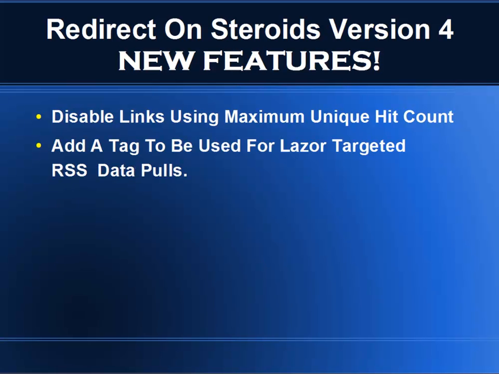Now, we've also added a tag to be used for the laser-targeted RSS feed data polls. Now, this was ideal for when you use WordPress as your directory, because you don't want to put multiple posts in multiple categories. You really want them specifically put into specific categories. You don't want duplicates because Google doesn't like that.